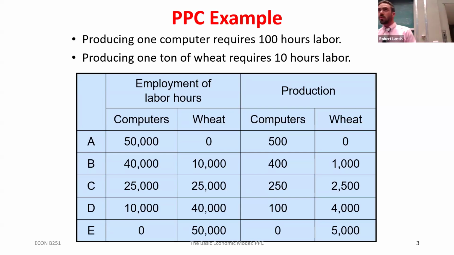Now, this is supposed to be a straight line. I'm just not great at drawing all the time, right? So this is supposed to be a straight line here. We have this relationship between, as I'm trading off the labor hours that I'm putting towards computers and then putting them towards wheat, I'm getting fewer computers, but I'm getting more wheat, right? We're going to talk about what that trade-off is in a second. But this would be my production possibilities curve, okay?